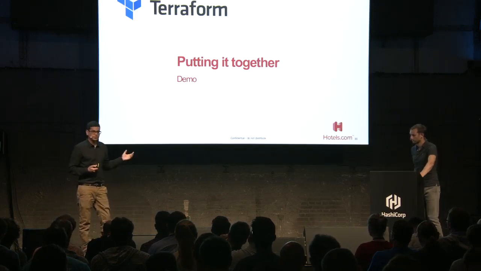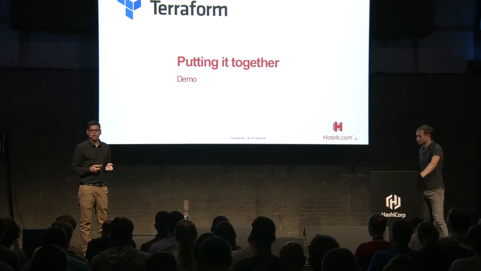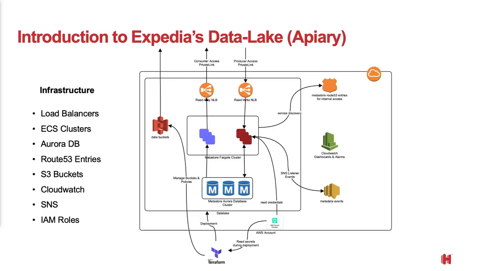So with all these principles, let's put it together and see how we deploy our Expedia data lake, which we call Apiary. Before we look into the Terraform code, I'll give a quick introduction to what our data lake looks like. The data lake uses different AWS services like S3 buckets, ECS Fargate cluster, RDS, Private Link, CloudWatch, AWS Secrets Manager, and other stuff.